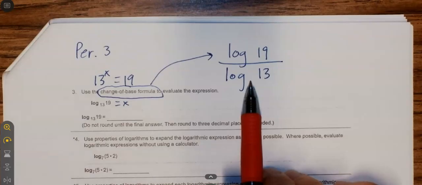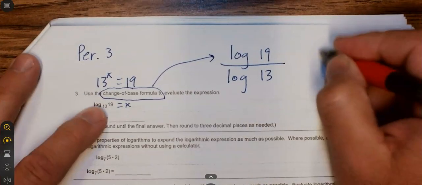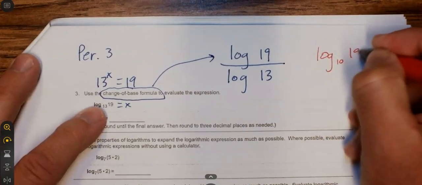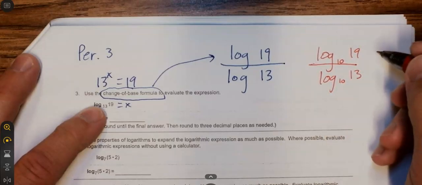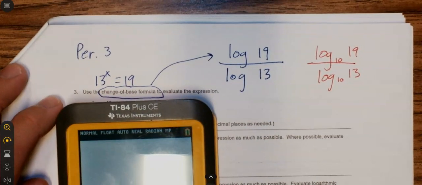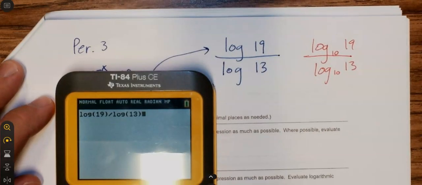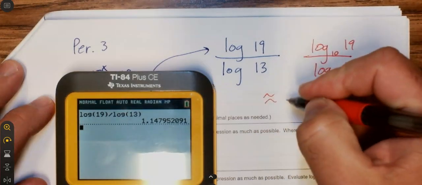Whenever you don't see a base, you know it is 10. That's a base of 10. Now, I told you if you wanted to write it in, there's nothing wrong with writing base 10, but it is not necessary to do that. When you go to type it on your calculator and you do log 19 in parentheses divided by log 13 in parentheses, you will not see a base written down on the calculator screen. That's because it's assumed to be known that it's base 10. That's called a common log.